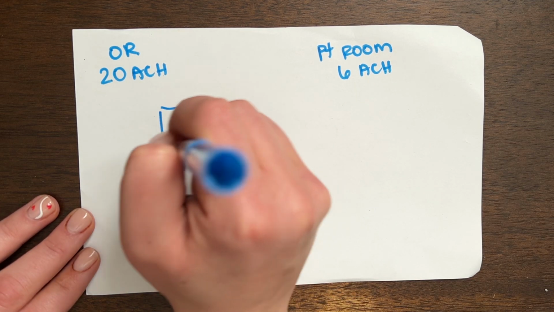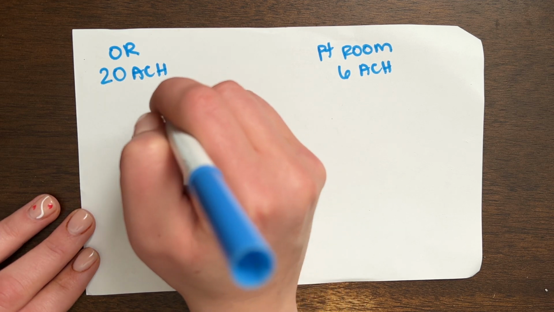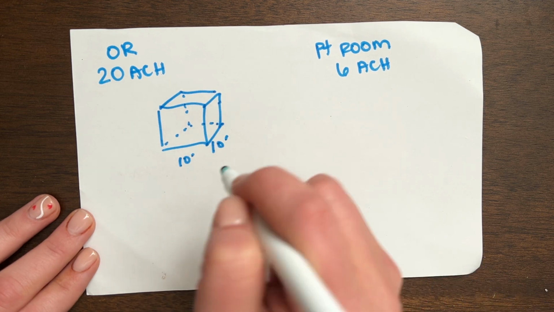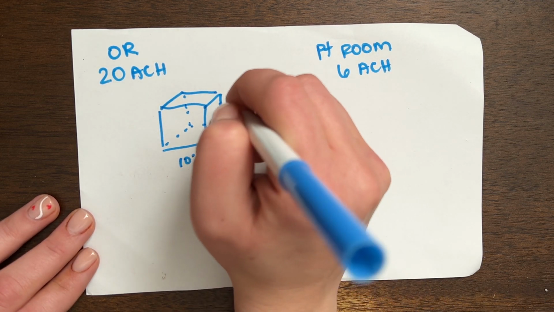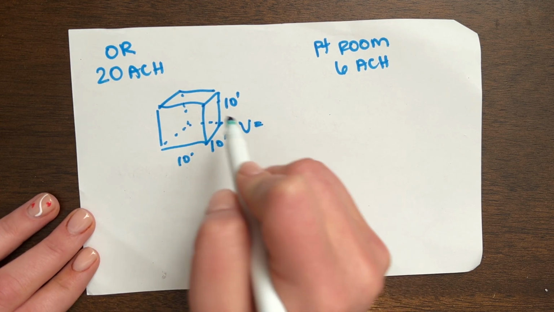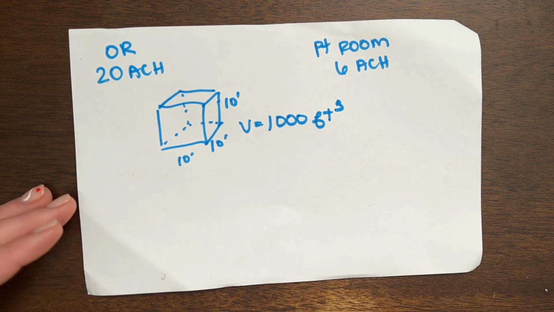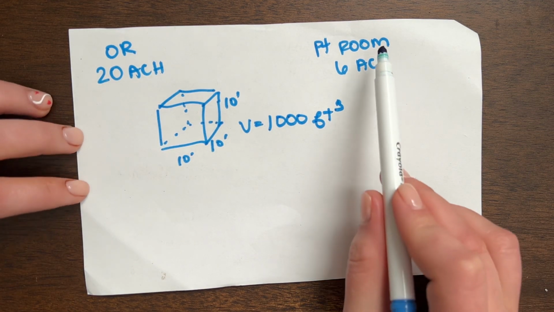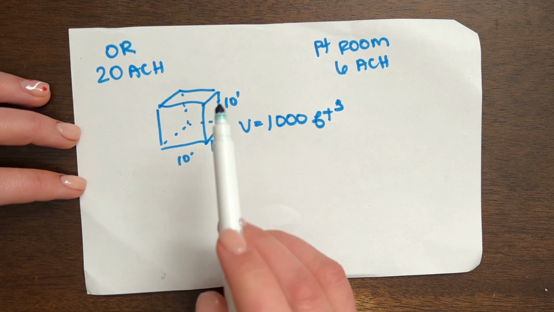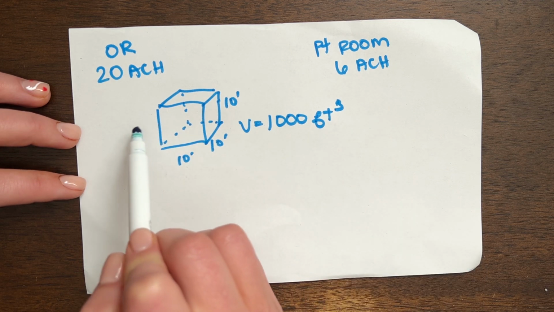So let's say we have a space and that volume of space is a 10-foot by 10-foot room with 10-foot ceilings. So we know the total volume of that room is 1,000 cubic feet. Okay. If we have a patient room that we need to determine how much airflow we need in the space, we use this 6 air change code requirement.